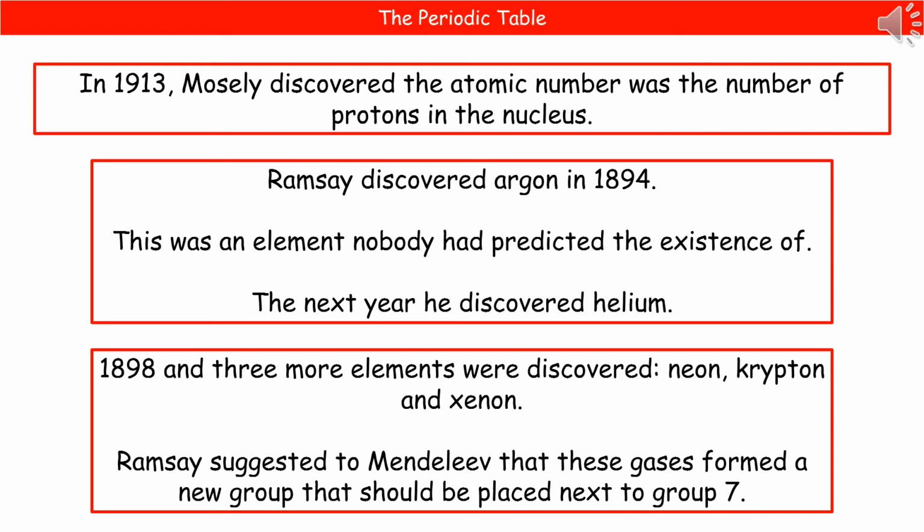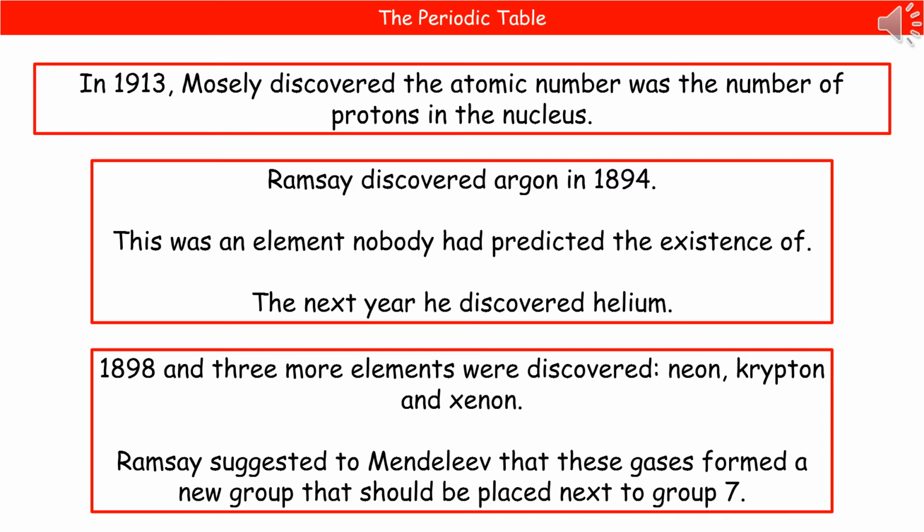Following on from Mendeleev's work, in 1913 Moseley discovered the atomic number was the number of protons in the nucleus, and this then proved that what Mendeleev had done was exactly right. In 1894 we had another contributor to the periodic table, which is Ramsay, as he discovered argon. Now this was an element nobody had predicted the existence of, and then he discovered helium.